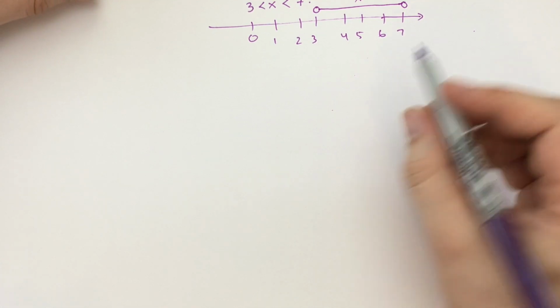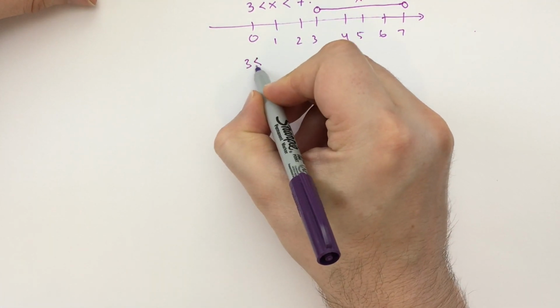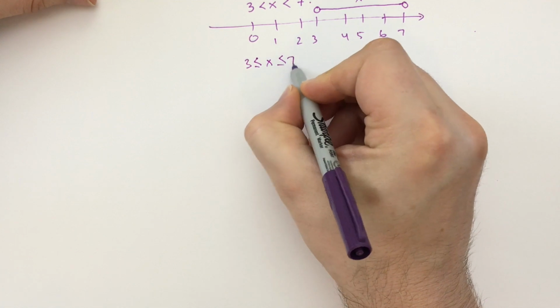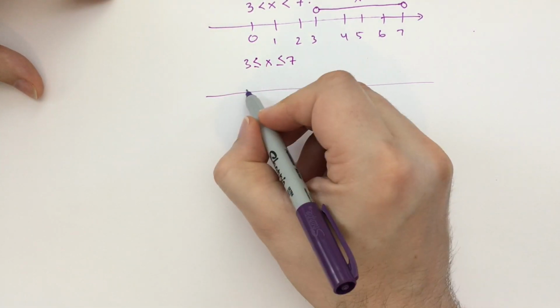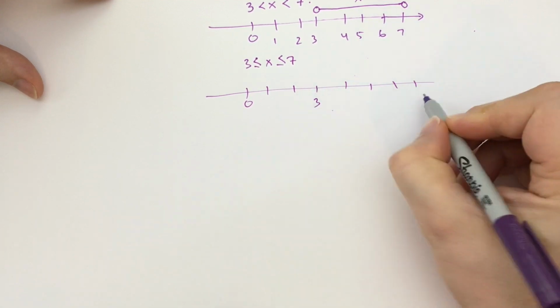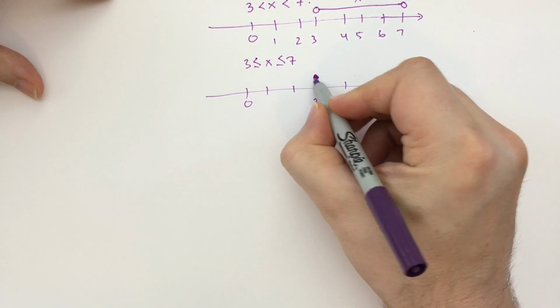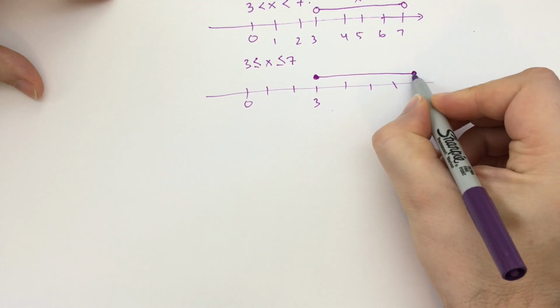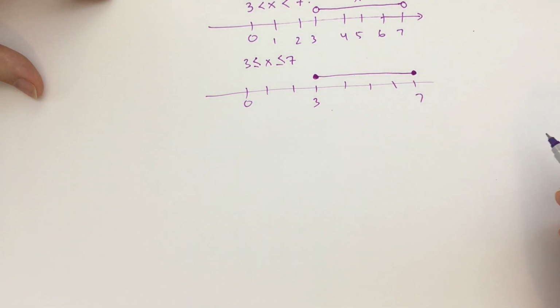We could also have 3 is less than or equal to x is less than or equal to 7, in which case we'd have the same range. 1, 2, 3, 4, 5, 6, 7. So here's 3, here's 7, except we can include 3 and 7 in the solution, right?